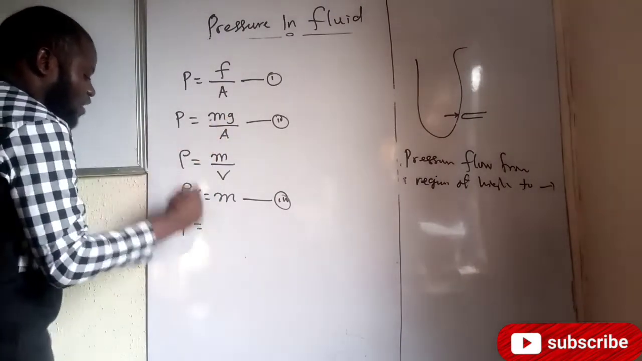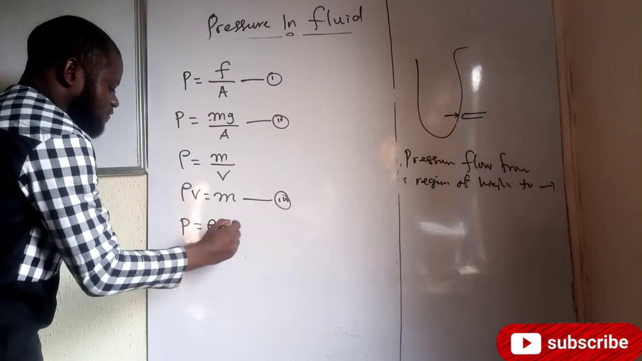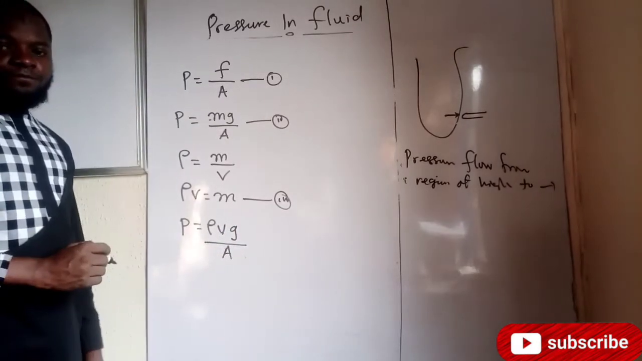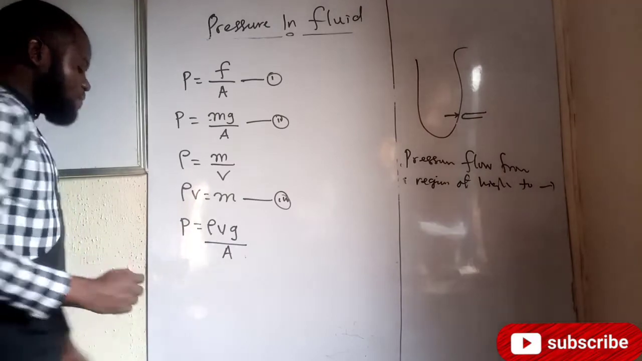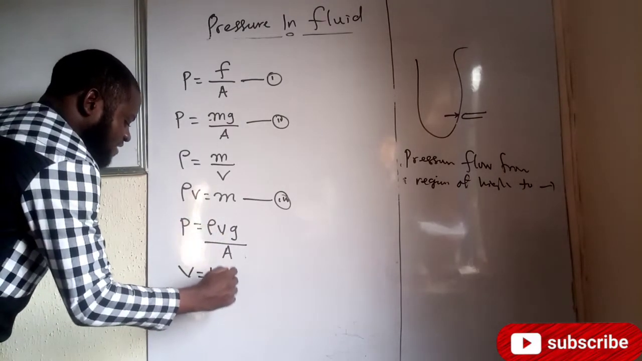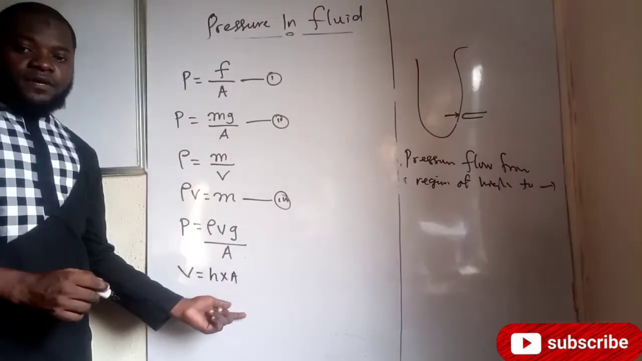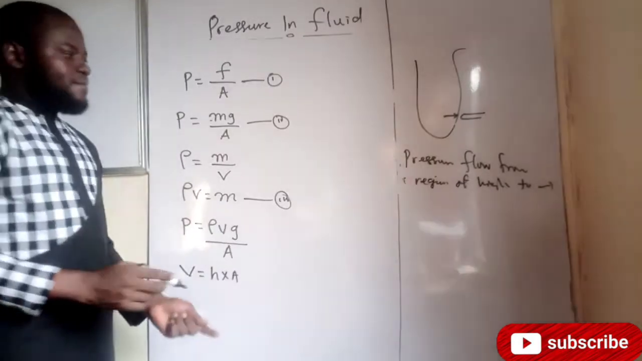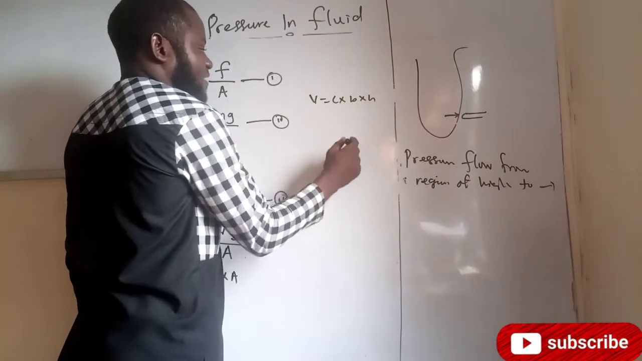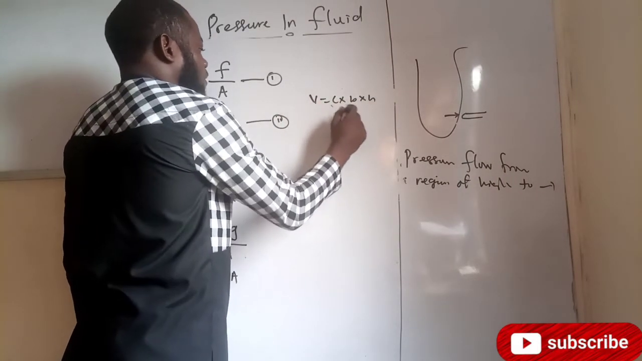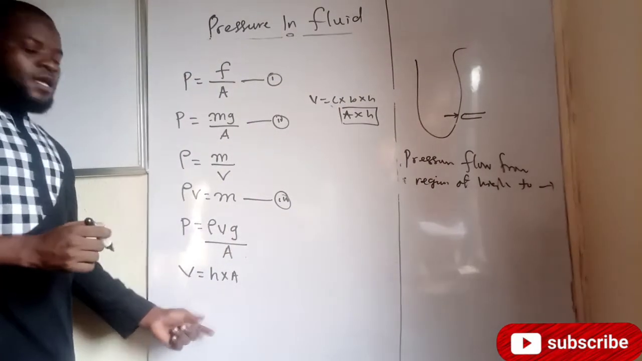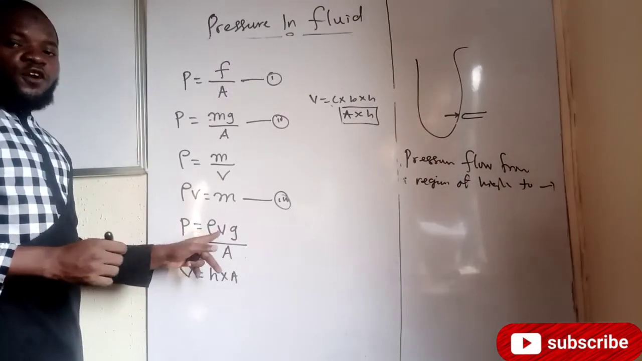Instead of mass now, it becomes density times volume times gravity divided by area. Now, volume can also be height times area. Are we together now? Because area is length times breadth, and we know that our volume is length times breadth times height. Length times breadth gives us what? Area. So we have area times height is volume.